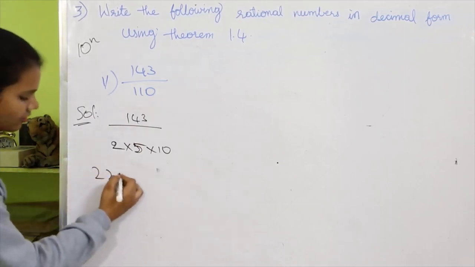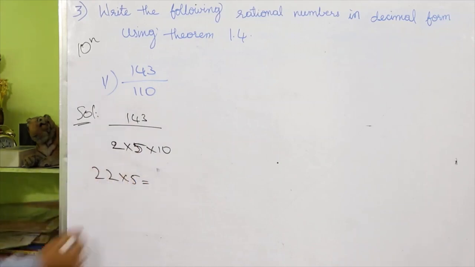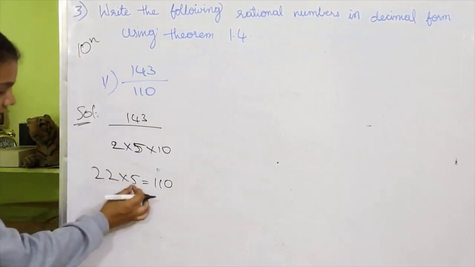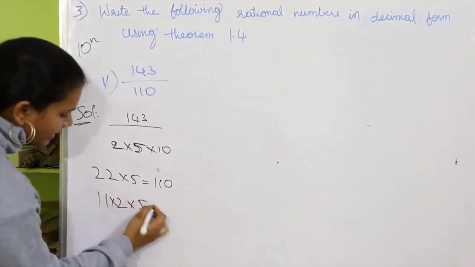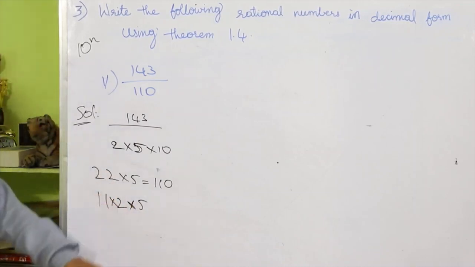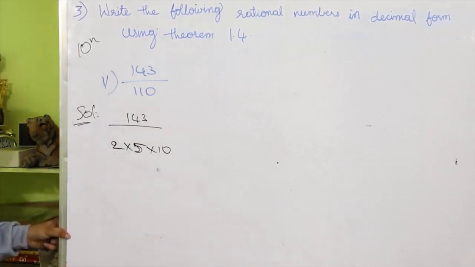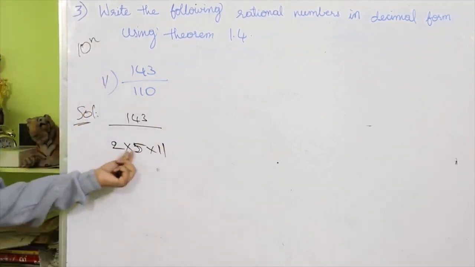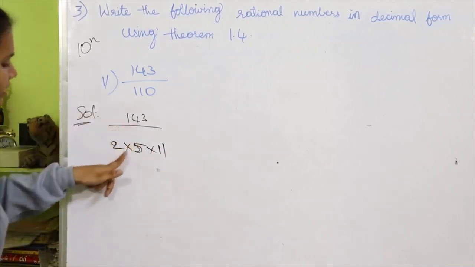Or 22 into 5 also we can write. 25 into 10 also gives 110. If I further divide 22 into 5, this becomes 11 into 2 into 5 again. So that's what I have written, 2 into 5 into 11. 2 5s are 10, 10 into 11 is 110. Clear? Now you go like 143 by 2 into 5 into 11.